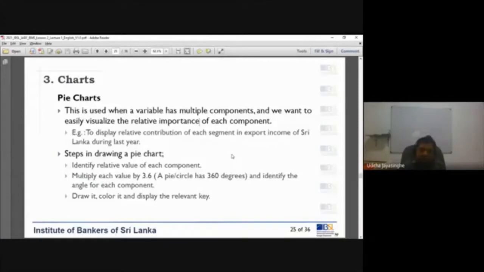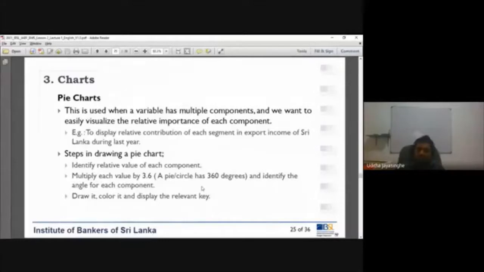I know for basic mathematics we have studied how to draw a pie chart, but still I just want to put this in case you have forgotten. Perfectly fine. A pie will be a circle which has 360 degrees. So like in our component percentage example, we took the total and then we identify the relative percentage. To identify the number of degrees, all you have to do is you do the same thing and multiply that by 3.6, which will give you the number of degrees to be included in the pie chart.